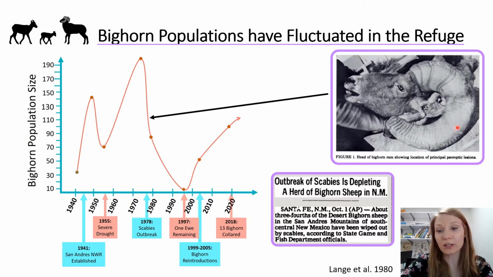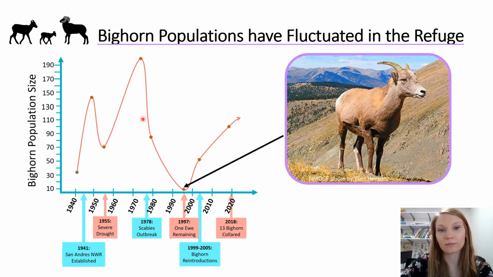The upper picture here shows a ram with mites in its ear and some lesions. And this was huge news. It even spread to the New York Times, where they reported that 3/4 of the desert bighorn sheep within this region had been decimated by this disease. And the herd continued to dwindle until only one ewe remained in 1997.